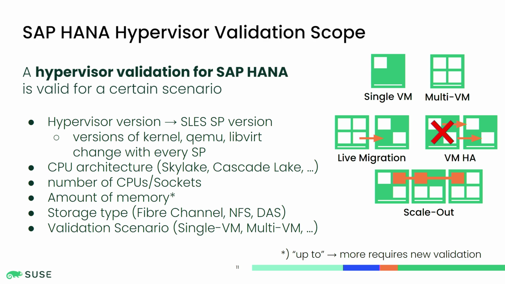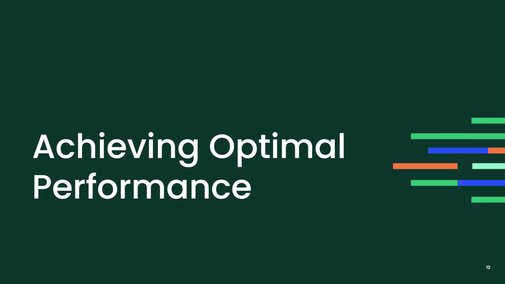Live migration is a special scenario. VMHA, so high availability on the VM level, meaning if one host fails, the VM is moved to another host. Scale up and scale out. So there are super many dimensions to this, and it makes it really complicated and really a lot of effort to validate a hypervisor for SAP HANA. So this is really complicated stuff, and I don't really want to do this again, so Arne is doing it now.